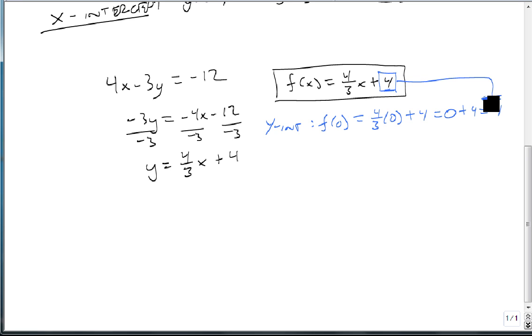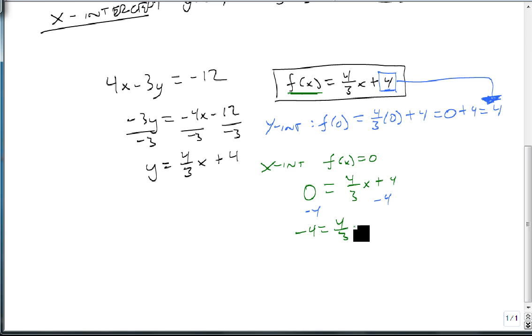So, our x-intercept, though, is when f of x equals 0. So we're going to replace f of x with 0, and we'll set this equal to 4/3 x plus 4. Solving for x, we'll subtract 4 from both sides, so that we have minus 4 equals 4/3 x. Multiply both sides by 3. So minus 12 equals 4x. Divide by 4, and we get that x equals negative 3 for our x-intercept.